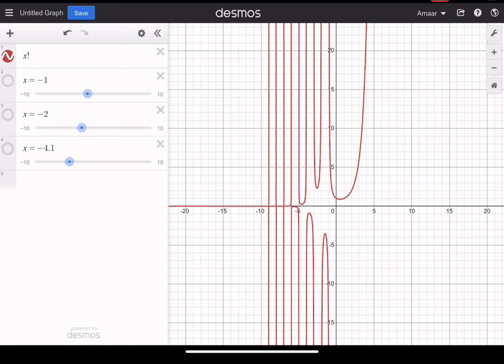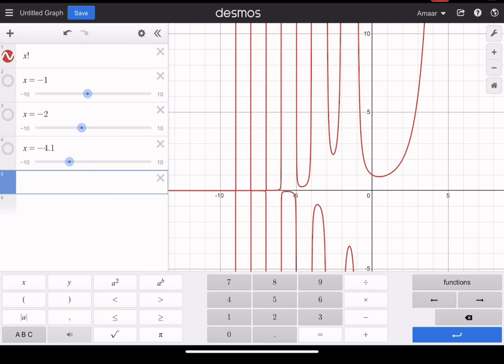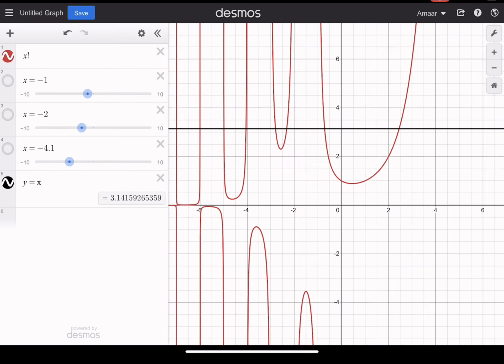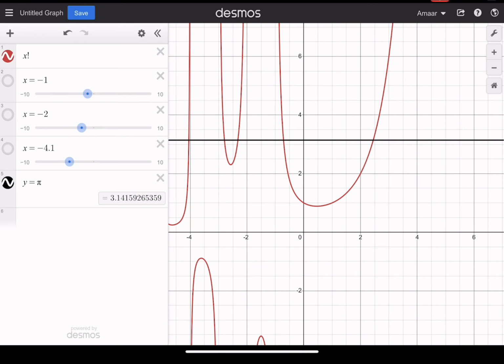If you have any questions, let me know down below. And as a bonus problem to all of you, if you've stuck this far, I want you to algorithmically find the solutions to x factorial equals pi. Give me all of the solutions and algorithmically post an answer. And if you do it correctly, I'll pin your comment.